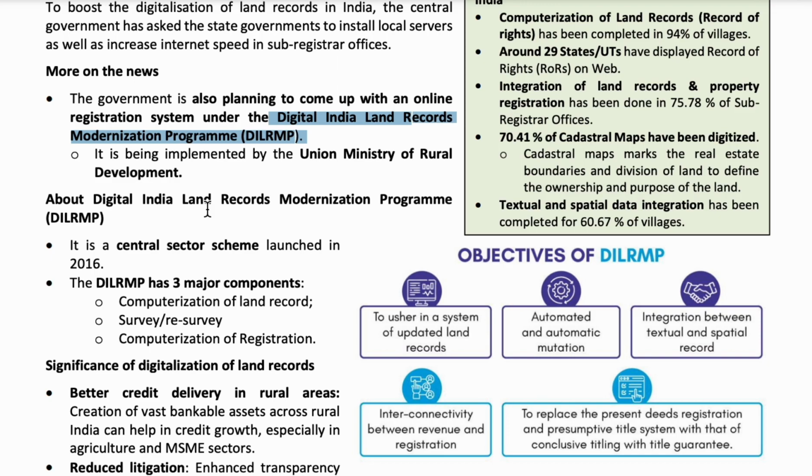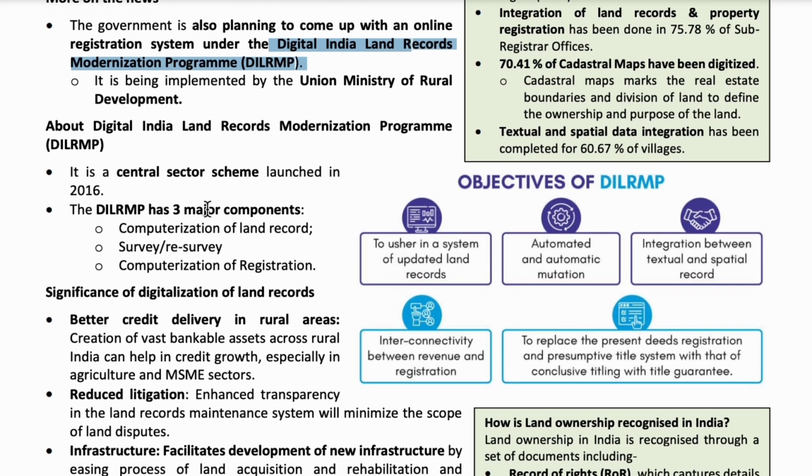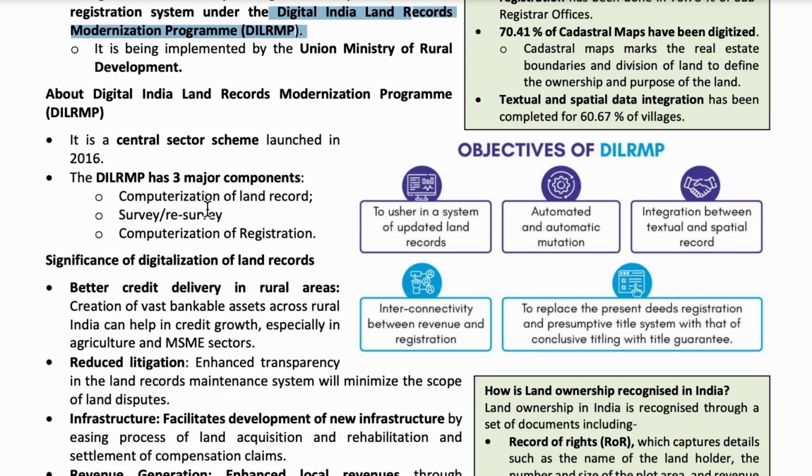The three main components of this scheme are: first, to store land records digitally; second, to make the registration process digital; and third, surveying or resurveying of land. Coming to the objectives of DILRMP, the two major objectives are: one, to come up with updated land records so that all land records are up to date and can reduce all land related disputes.